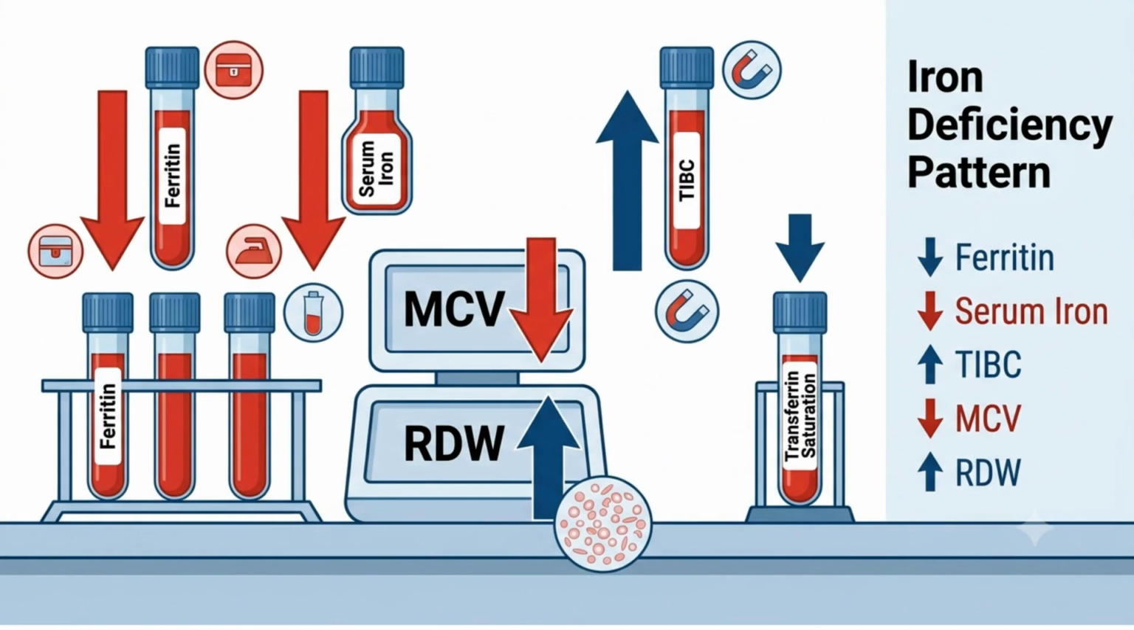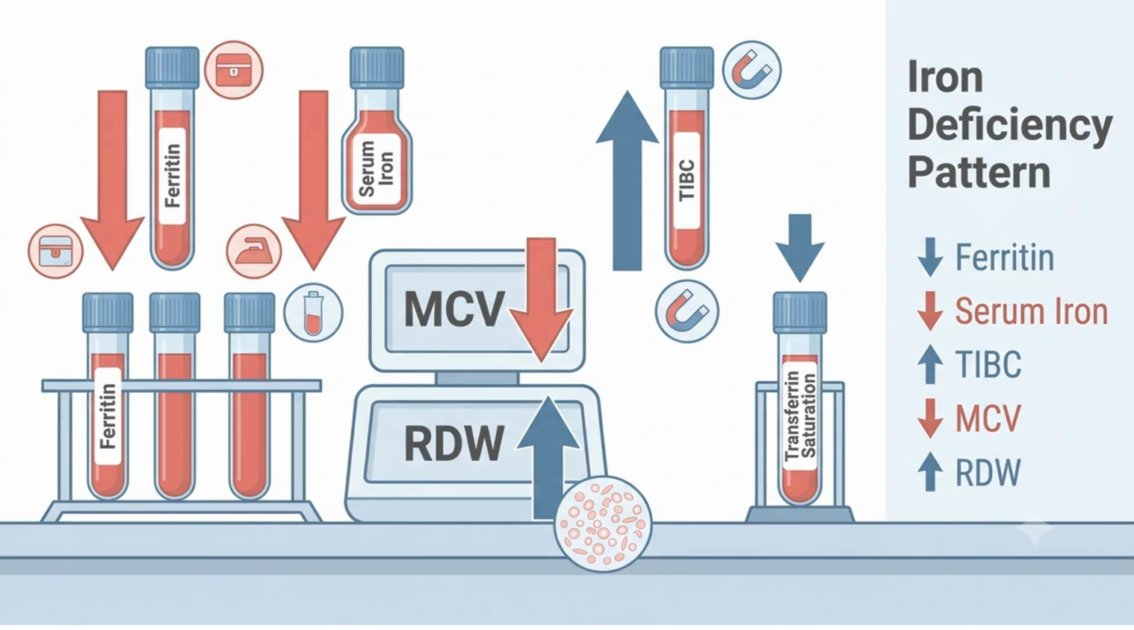The laboratory findings also reflect iron depletion. Ferritin, which represents iron stores, is decreased. Serum iron is low. Transferrin saturation is reduced, while total iron binding capacity increases as the body attempts to capture more iron. Mean corpuscular volume, or MCV, is reduced, and RDW is often elevated.